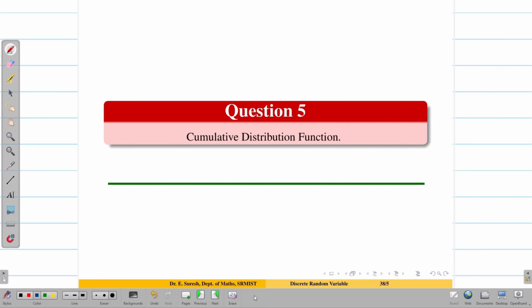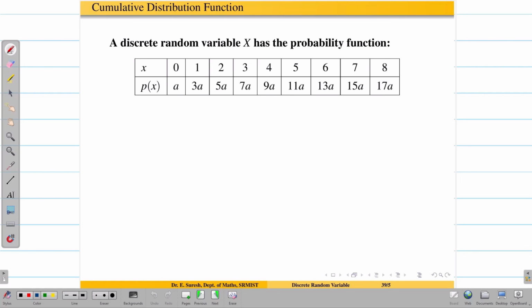The next question they will ask is on the CDF. Find the cumulative distribution function, or simply distribution function, or simply they will tell you to find the distribution. All are the same. So now, how to find the cumulative distribution function? The formula for the cumulative distribution function is capital F of x, which is nothing but probability of x less than or equal to x.